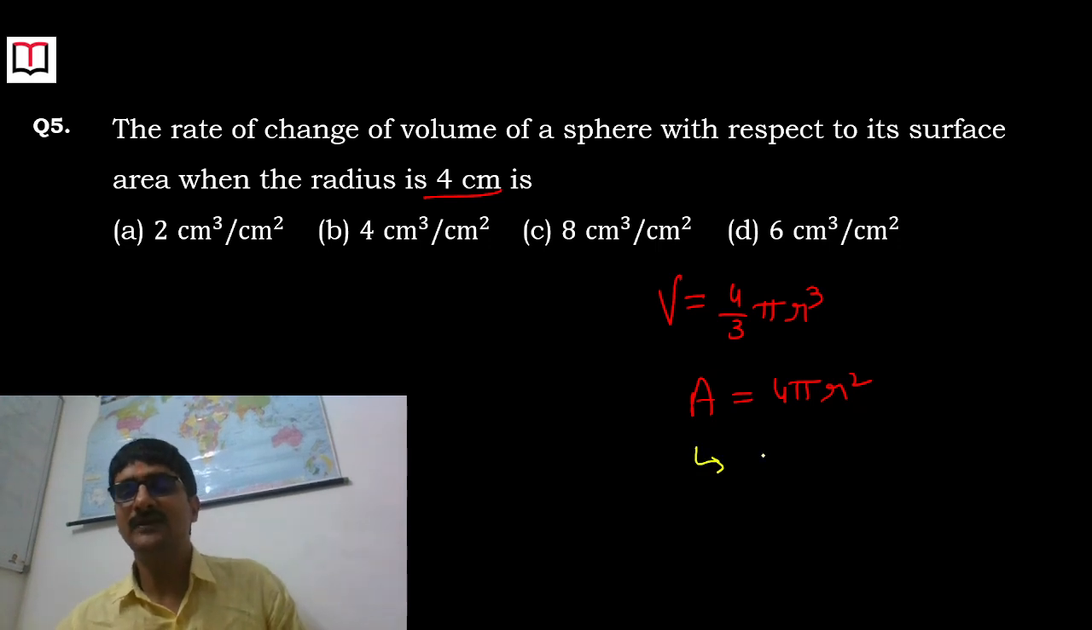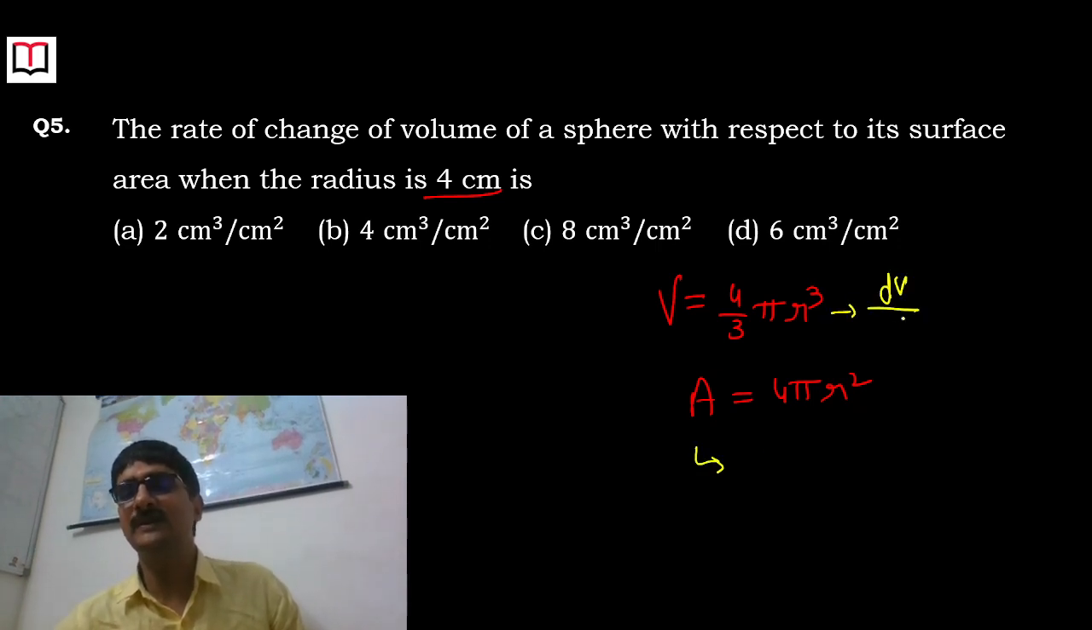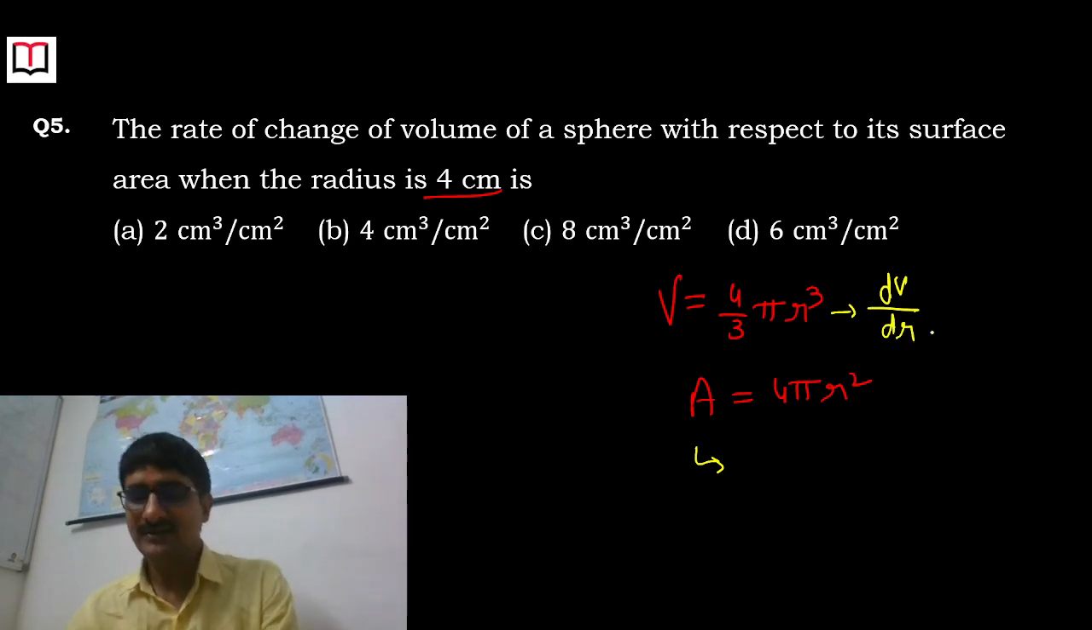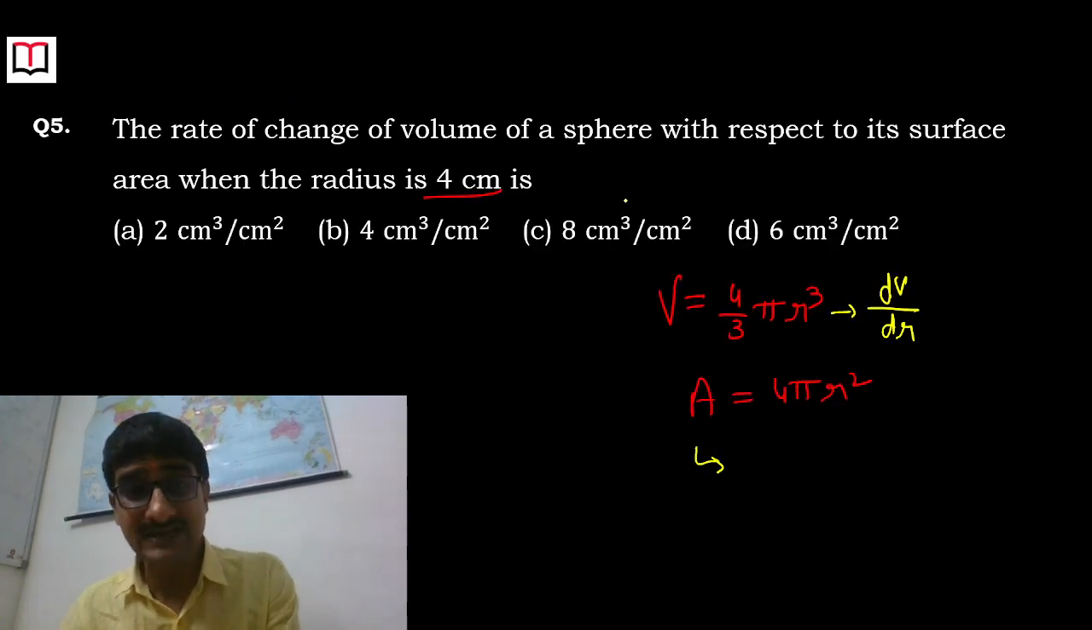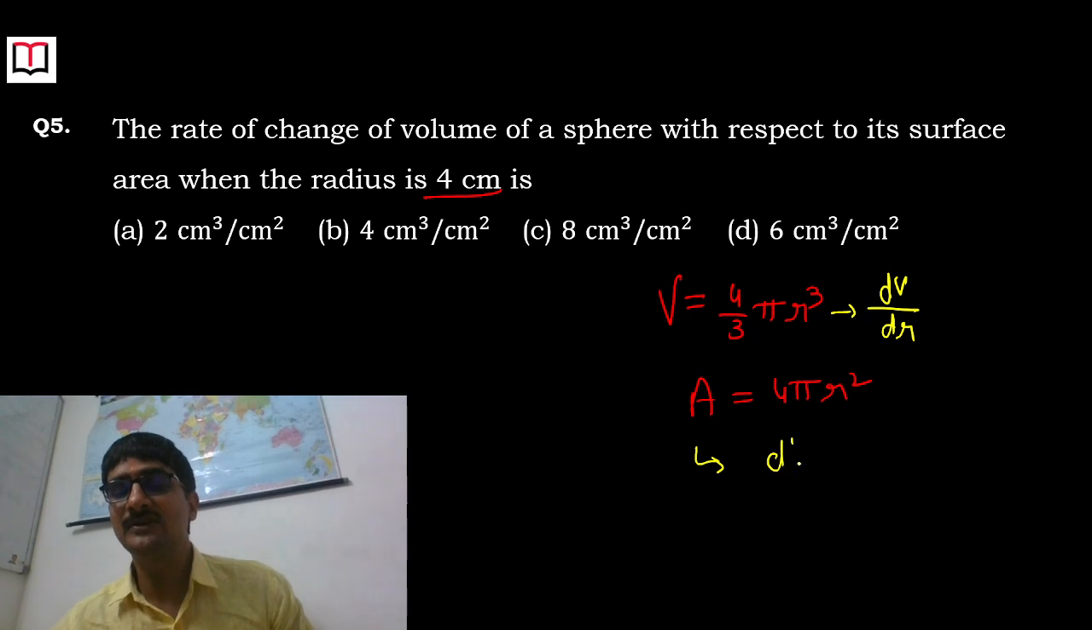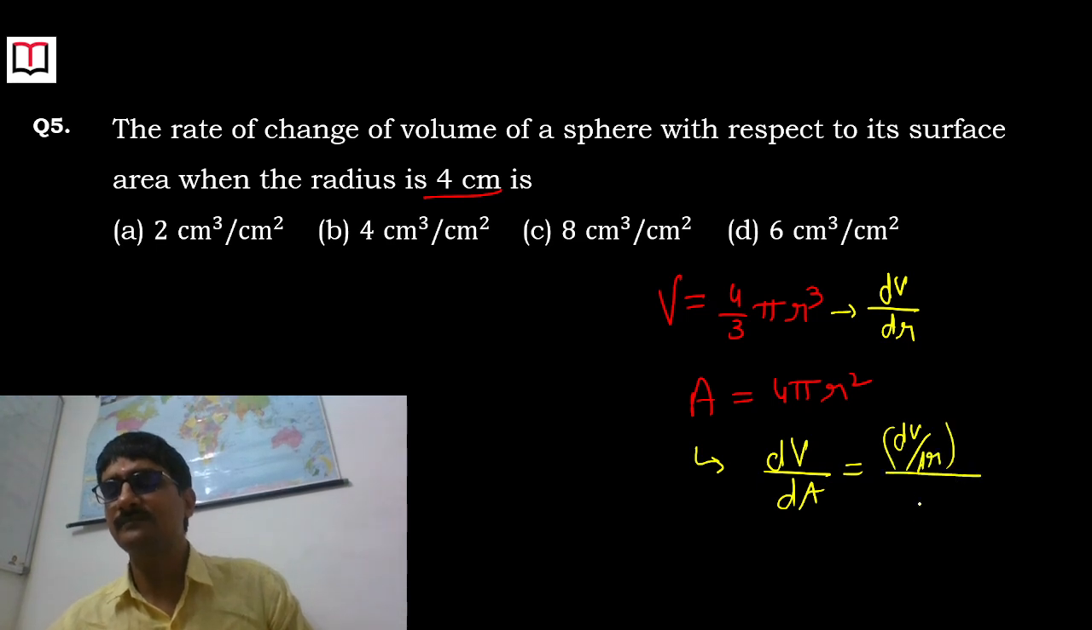So let's try to find dV by dA. I'm using, try to understand, it's like parametric form. Do you remember, if I say x is some function of r and y is another function of r, and then if you are asked to find dy by dx, what do we do? We differentiate the function g of r with respect to r and divide it by the derivative of x, which is f of r, with respect to r. The same thing I am going to do here. Why? Because we need dV by dA. So I will write dV by dr divided by dA by dr. I believe all of you will agree with me.